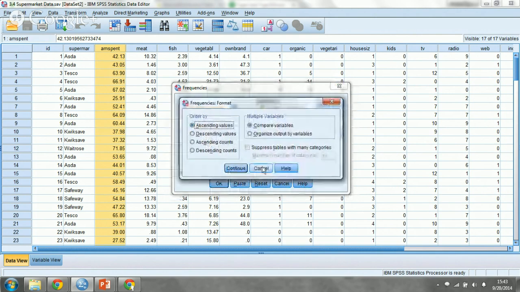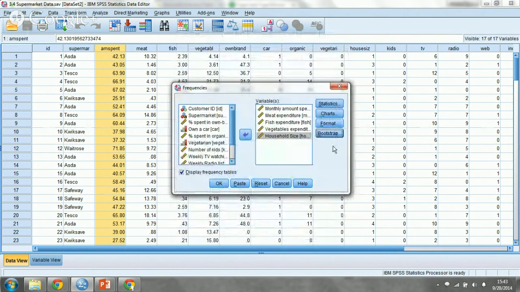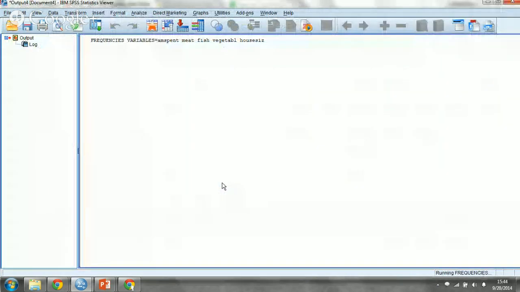I do not need to do anything with the format, and at this juncture I don't need to do anything with bootstrapping either. So we're going to focus just on statistics and just on charts. And again, I've selected to display frequency tables, and now I'm going to hit OK. SPSS is doing its thing.